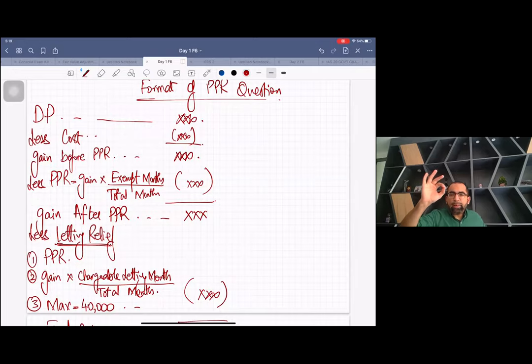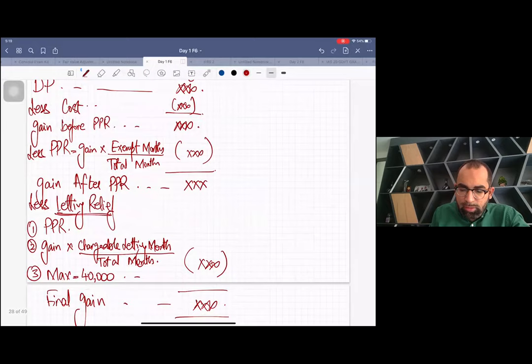Listen to me. Gain after PPR, you will apply brakes and then you will relax. You will think about whether the letting relief is available or not. The letting relief is only available when the landlord is present in the house and some portion is rented. Then you will calculate letting relief, and the formula of letting relief is the lowest of these three. You will deduct it and then you will get the final gain.